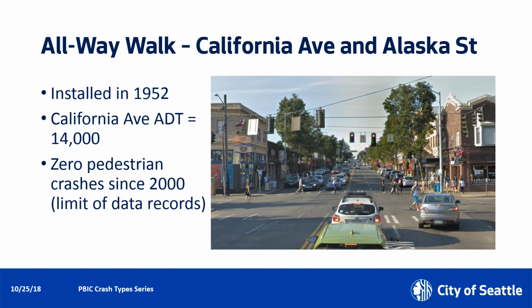And then a third location in one of our West Seattle neighborhoods at California and Alaska. This one was installed in 1952, so it was one of the original all-way walks that was done in the country. Still decent ADTs on this corridor, but 0 pedestrian crashes since.